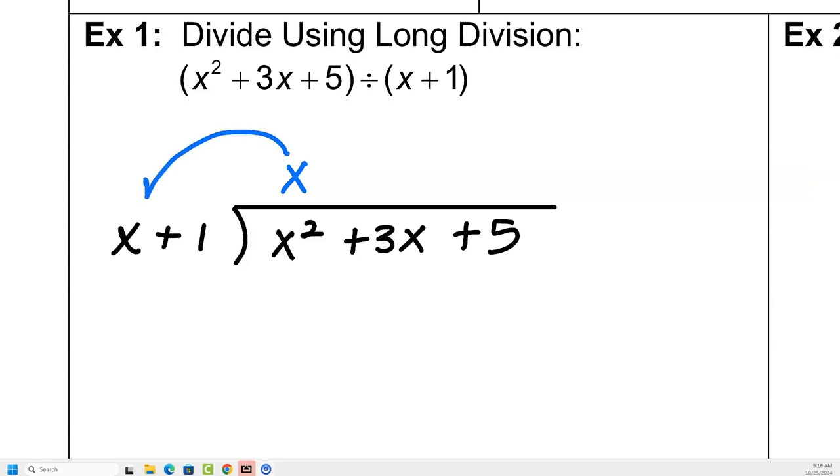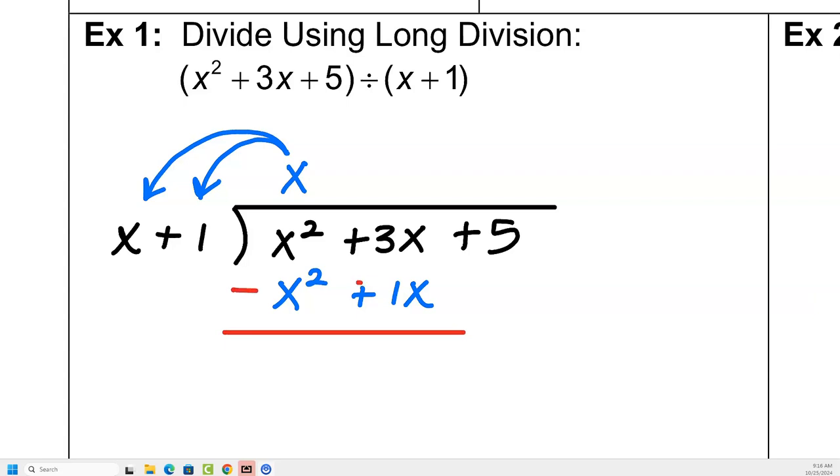I'm going to distribute that through. x times x is x squared. x times 1 is 1x. Then I'm going to draw my line and change all signs. Add going down. The x squareds cancel out. 3x minus 1x is 2x. If you remember correctly, we bring down one term, plus 5. And we're going to repeat the process again.